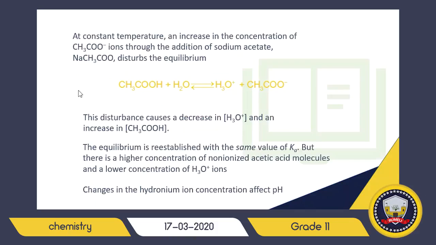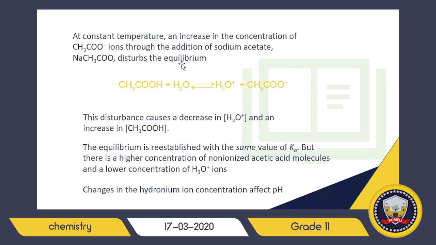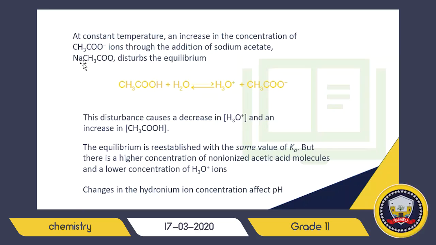So at constant temperature, an increase in the concentration of CH3COO- or the acetate ions through the addition of sodium acetate disturbs the equilibrium. This is what we discussed in our previous lesson, guys. Under the topic of common ion effects, we have here a compound called sodium acetate, and sodium acetate will ionize and it will release the acetate ion CH3COO-, and this will cause increase in the concentration of the acetate ion and will cause a stress on this side of the chemical equation.